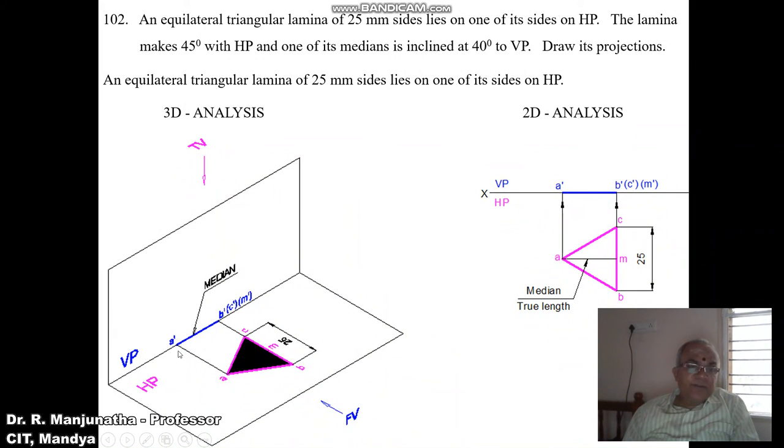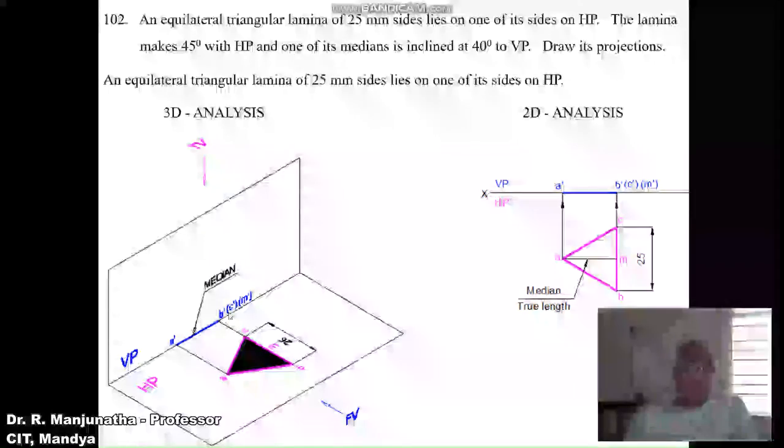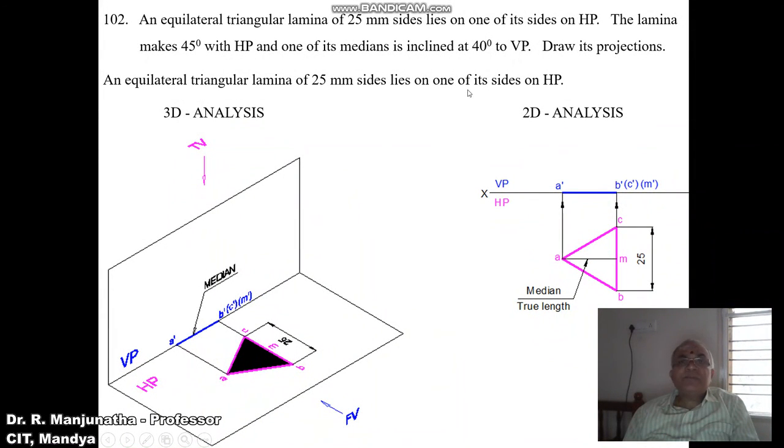And when you see from the front view, a dash, b dash, c dash all are parallel to HP. So you're getting the true shape here. And AB is near to the observer, so a dash b dash is visible. And C is away from the observer, so c dash becomes invisible.